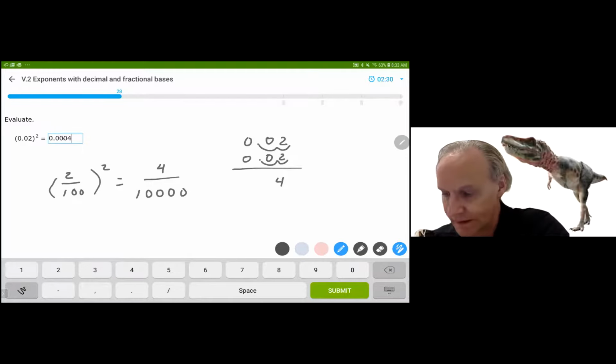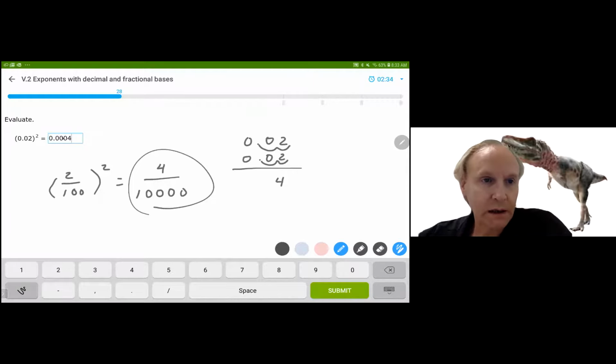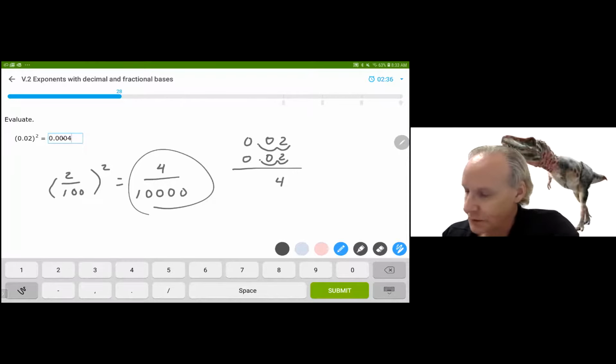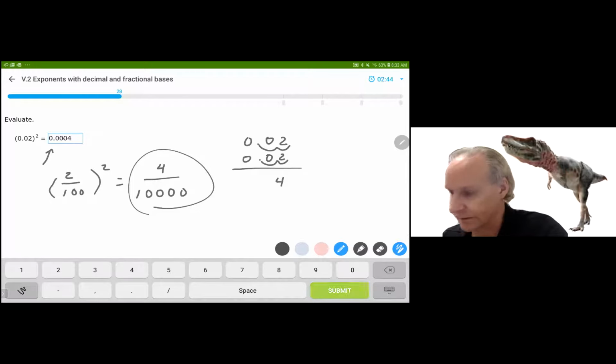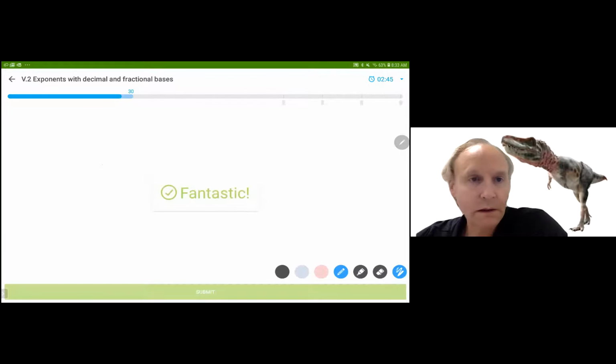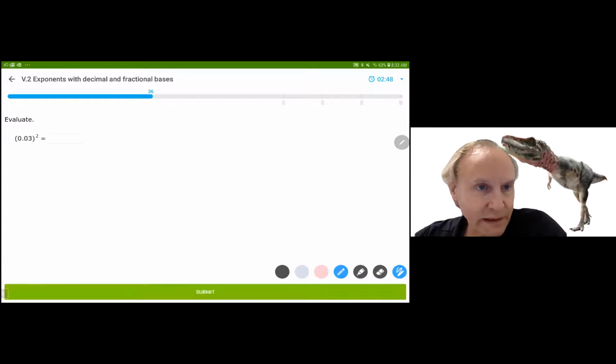So I'm talking about 0.0004. That is 4 10,000ths. Same thing. I don't know if you have to put the 0 in front, but I suspect that you do. I've had problems with writing a decimal without the 0 in front, so make sure you do that. All right, let's see what we got next.